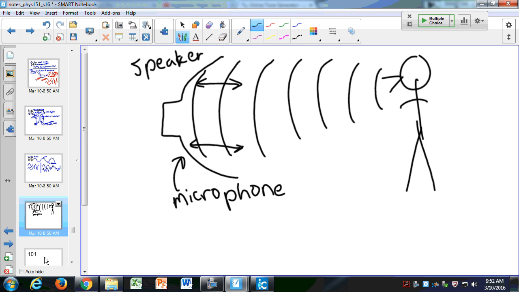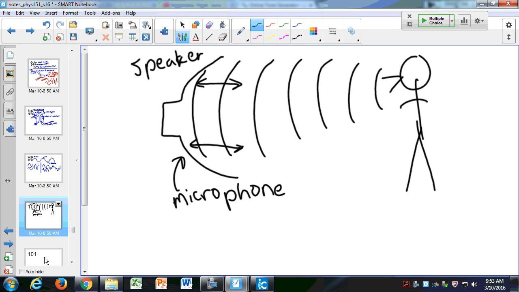So whereas the speaker causes the cone to move back and forth and create these compressions that then propagate outward, with the microphone instead, you have a person here speaking, and they create compressions in the medium. And that travels to the microphone, causes the cone to move back and forth at a certain frequency, depending upon the tone of your sound, and that generates an electric signal, which goes into your computer or your recorder or whatever. So a microphone works exactly the same way.